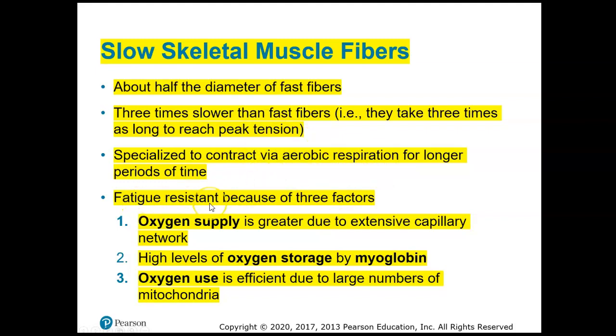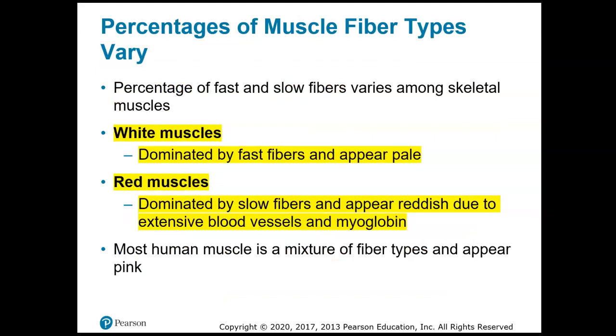So they're fatigue resistant because they have a greater oxygen supply. They have more capillaries, more blood supplying them, so more oxygen supply to the muscle itself. They have high levels of oxygen storage through myoglobin. And the oxygen use is efficient because there's a lot of mitochondria. So they're carrying out aerobic respiration and there's a lot more ATP being produced per glucose or fatty acid that's being broken down. A lot more ATP available.